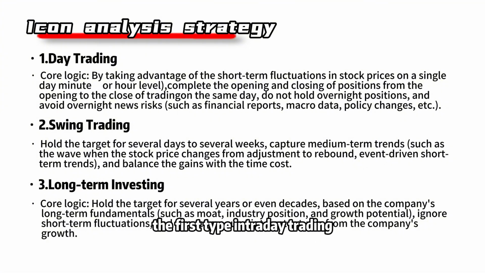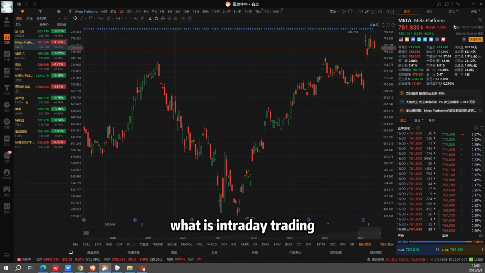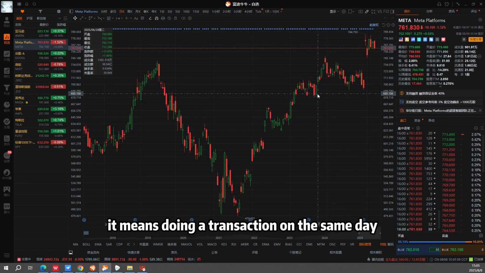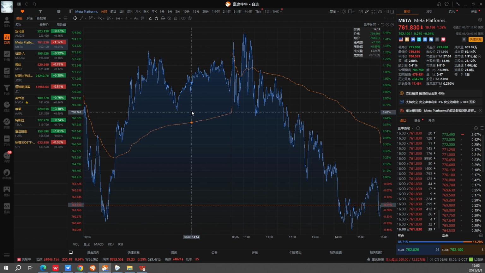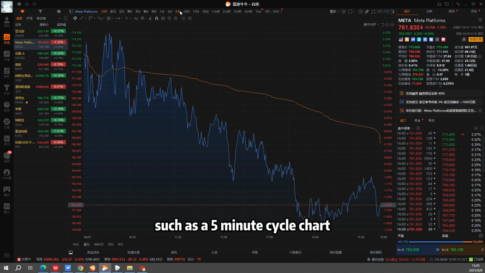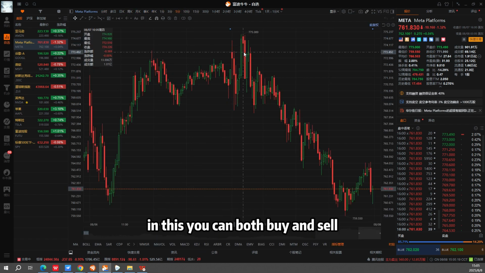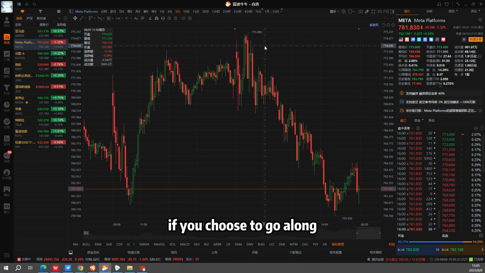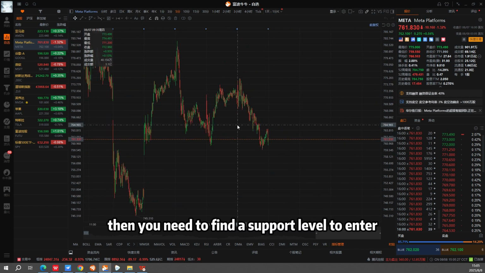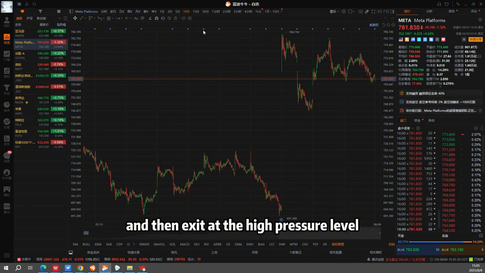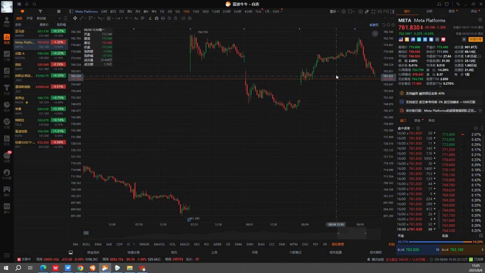The first type, intraday trading. What is intraday trading? Intraday trading means doing a transaction on the same day. T+0 trading. You can both buy and sell through small cycles, such as a 5-minute cycle chart. In this, you can both buy and sell. If you choose to go long, you buy low and sell high. Then you need to find the support level to enter, and then exit at the high pressure level.